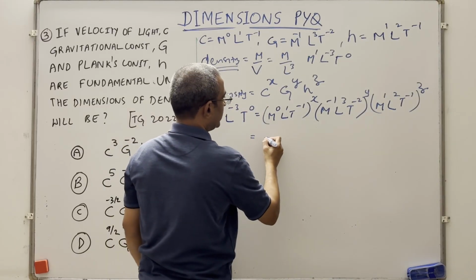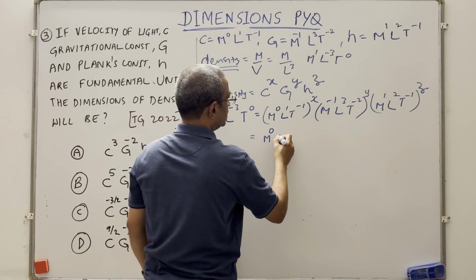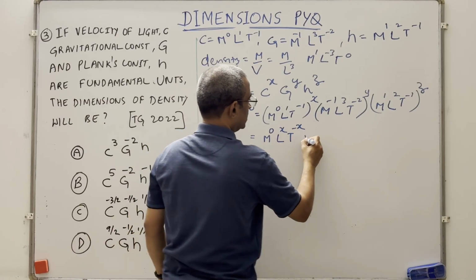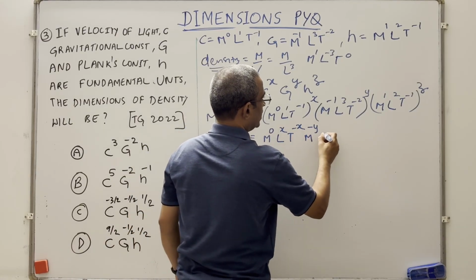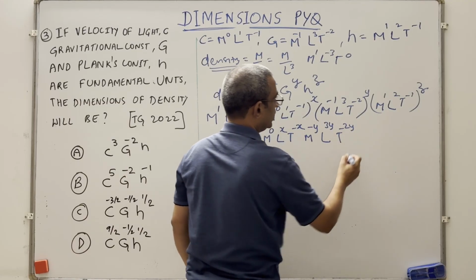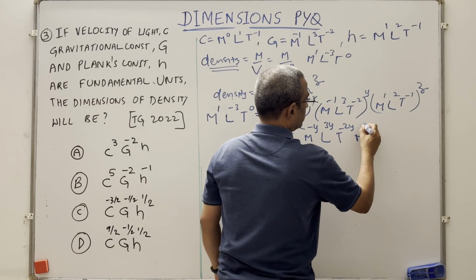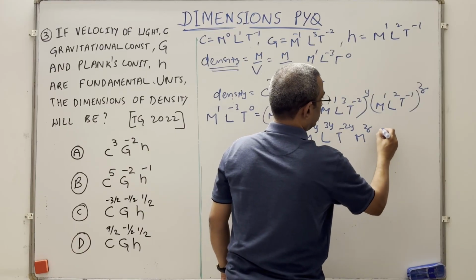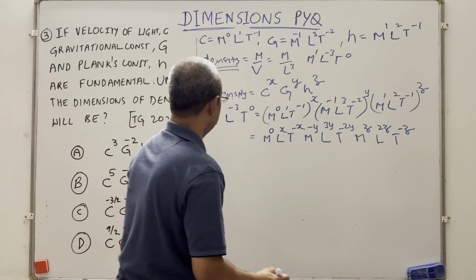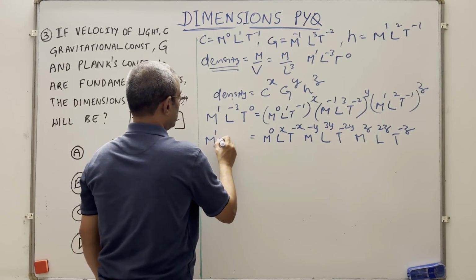Alright, let us expand this. So M power 0, L power x, T power minus x, M power minus y, L power 3y, T power minus 2y, M power z, L power 2z, T power minus z is equal to M power 1.